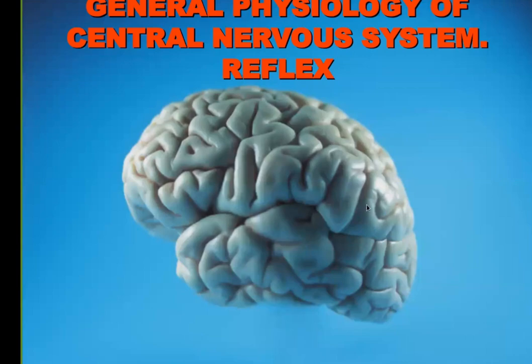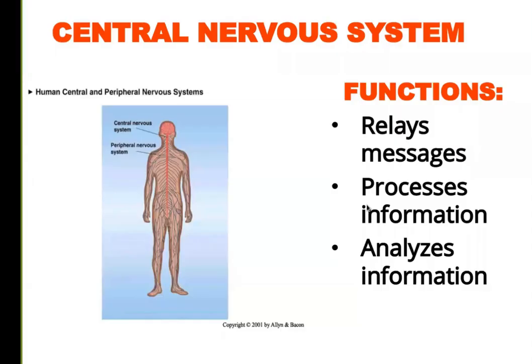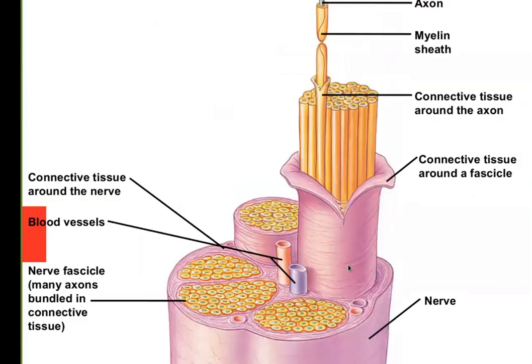And first of all, you should know, I remind you, I hope you know this from anatomy, that our nervous system, our neural tissue in our whole body, divides into two parts: the central nervous system and the peripheral nervous system. The central nervous system is our brain and spinal cord, and the peripheral nervous system is nerves and neuron ganglions.